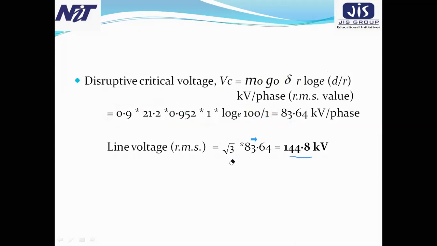I think now it is clear to all of you how to find the critical disruptive voltage. For that, we need to remember the equation only, that is Vc equals to this equation. Please remember this equation to solve any type of problem where the question is to find the disruptive critical voltage, that is Vc equals M0 G0 delta R log d by r. And if you follow lecture 1, then the concept will be clear of how this equation is formed, the method of forming this equation.